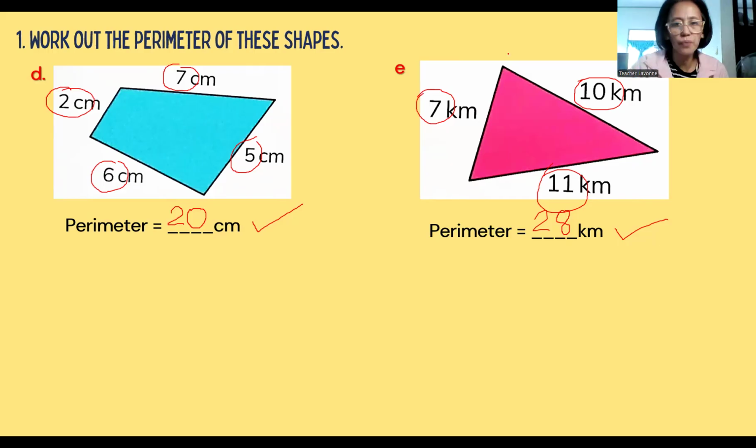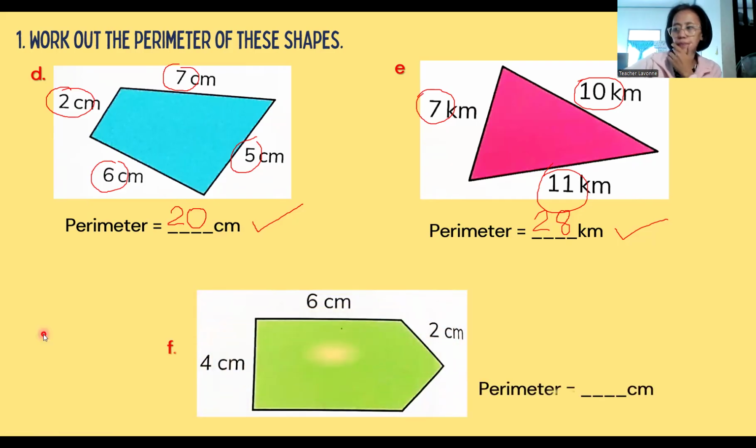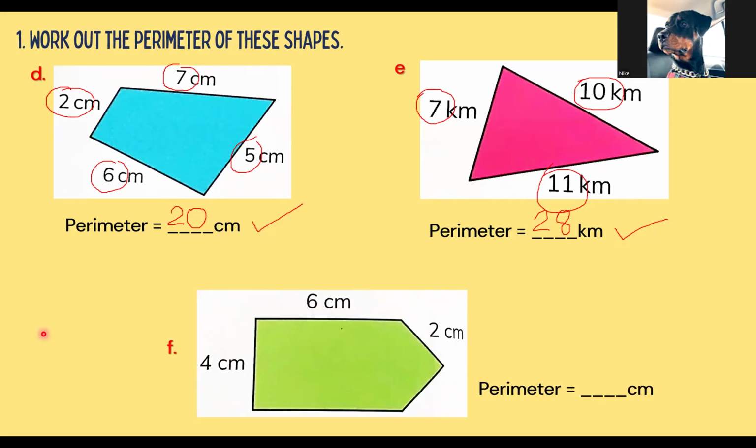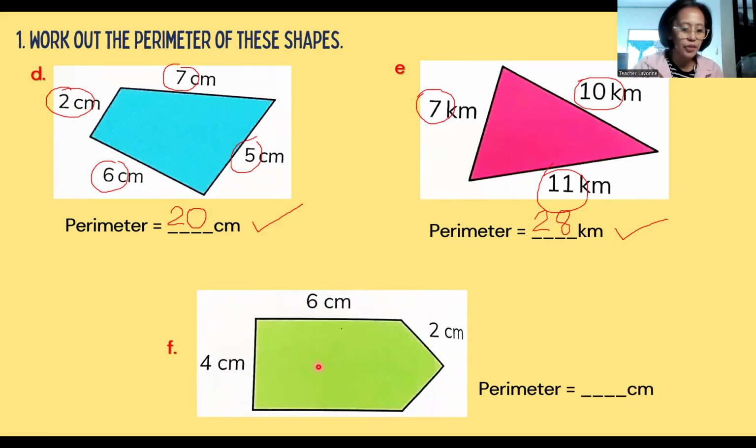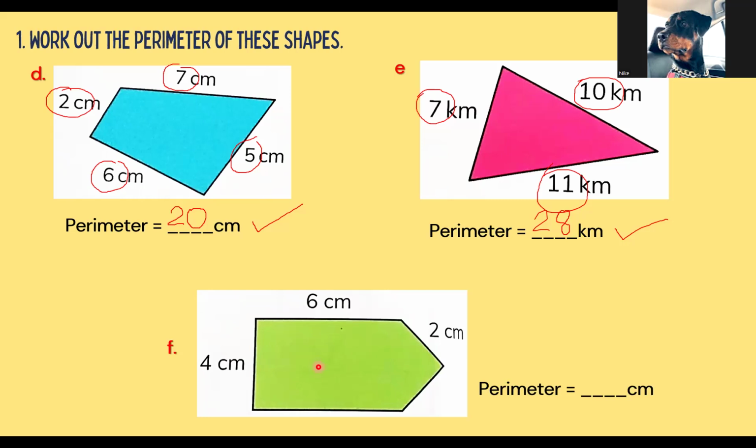Okay, thank you so much for your answer. Let's go to letter F. Let's see if you can answer the next one, letter F. Is that regular or irregular shape? Teacher, I answered 12 cm.